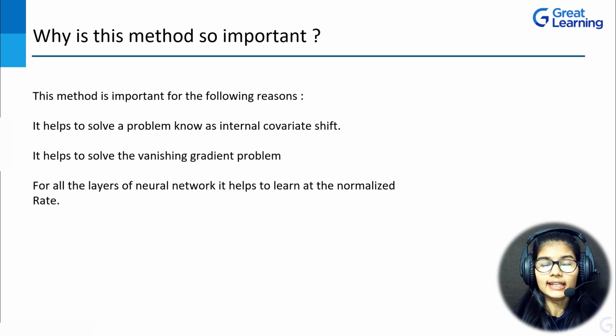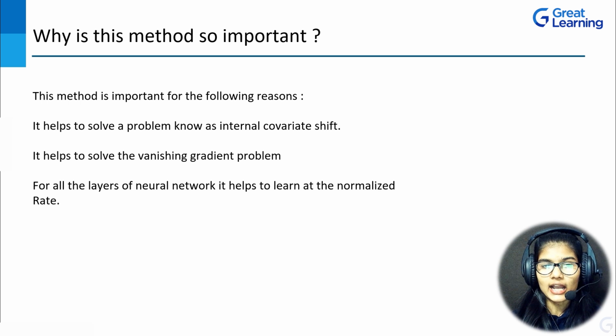This vanishing gradient problem occurs when a neural network is long and complex, so it is not able to back propagate the gradient information. Whatever the gradient information is, it's not able to back propagate it because the network is long and complex. So this vanishing gradient problem occurs.